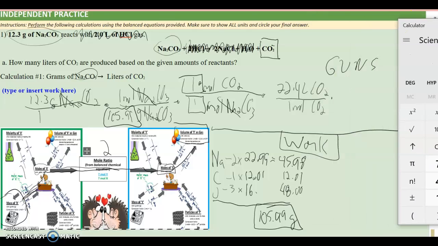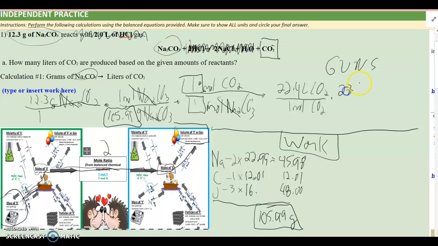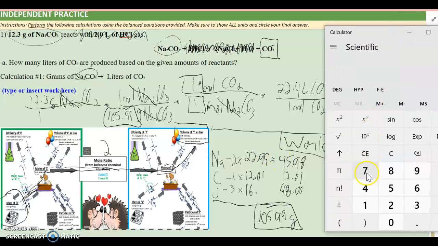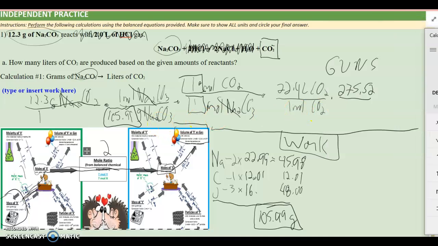I'm going to write that down. 275.52. Great. Now, I'm going to do the bottom. If you're really good with a calculator, you can do this all in one step, but let's do it this way for now. I got 105.99 times 1, times 1, times 1, so it's going to be 105.99.